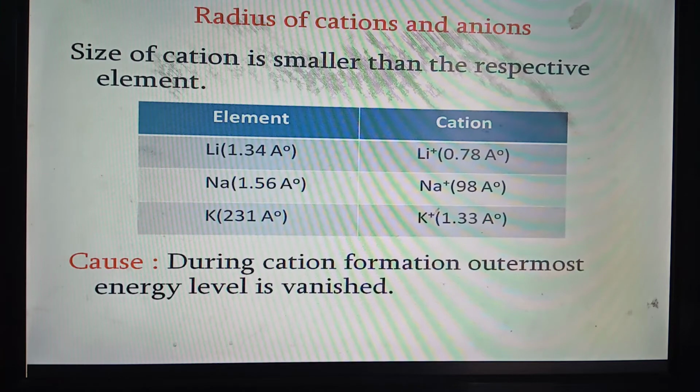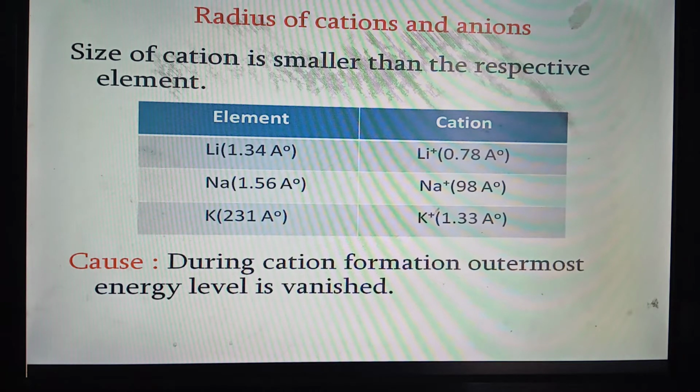Now let us proceed to the radius of cations and anions. The radius of a cation is of course less than that of the respective element, because when an element forms a cation, it loses the electron from the outermost energy level. As a result, the outermost energy level vanishes. So the number of energy levels in case of the cation is less than that of the respective element. For this reason, the size of the cation is smaller than the respective element.